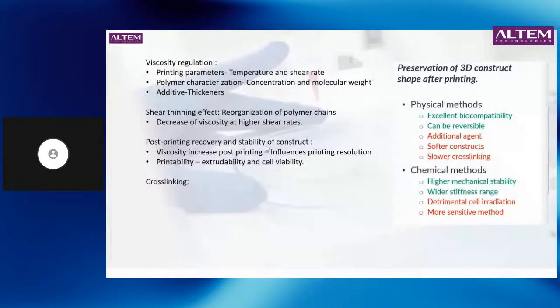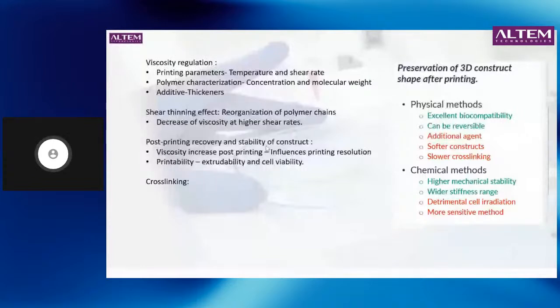Then you have chemical methods. So chemical methods will provide higher mechanical stability, wider stiffness, but there might be some effect in terms of the cell viability or the biocompatibility. And this is a more sensitive method. So the production of chemical cross-linking methods is very different when you're comparing it to just creating any bioink and printing it with physical methods.